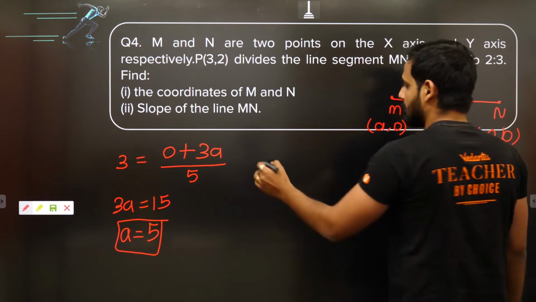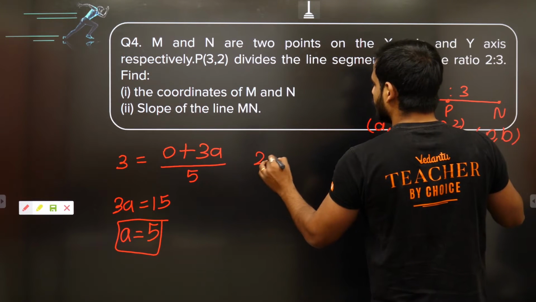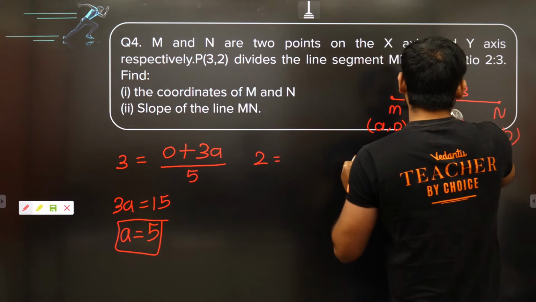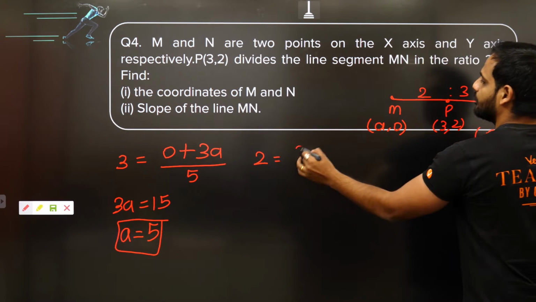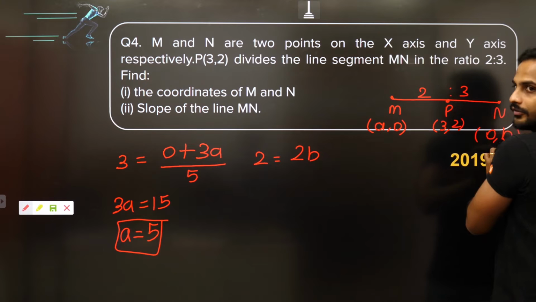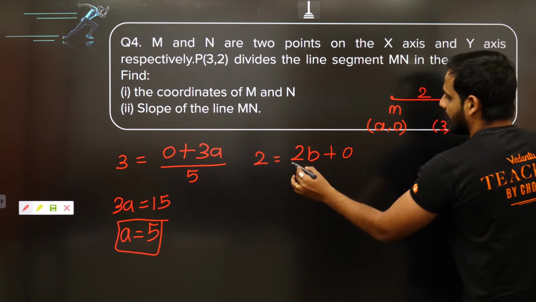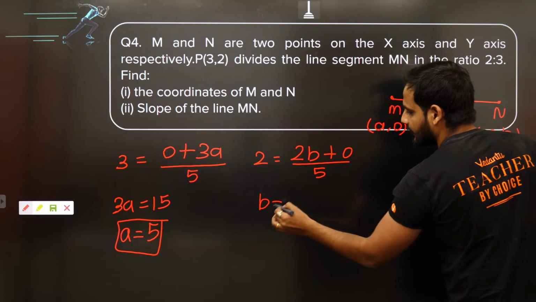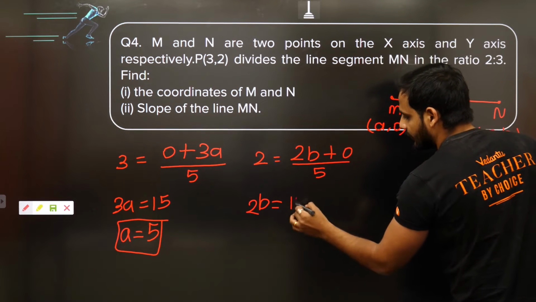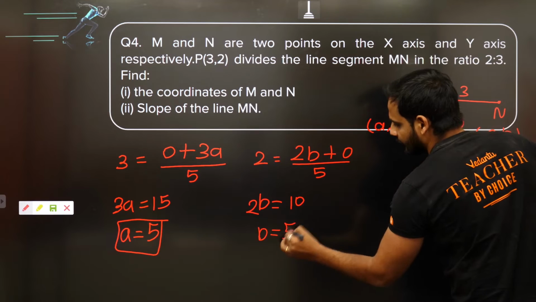Similarly, the y coordinate will be what? The y coordinate of P is 2 into the opposite y coordinate, 2b, plus 3 into the opposite y coordinate, which is 0, upon 2 plus 3, which is 5. So you will again get 2b is equal to 2 into 5, 10. So b is equal to 5.